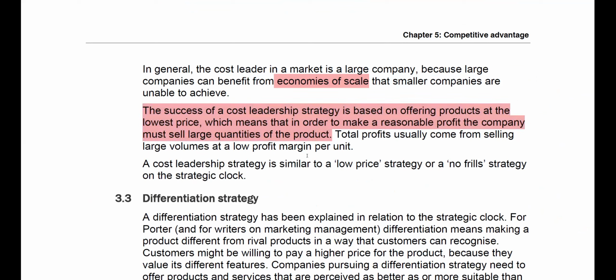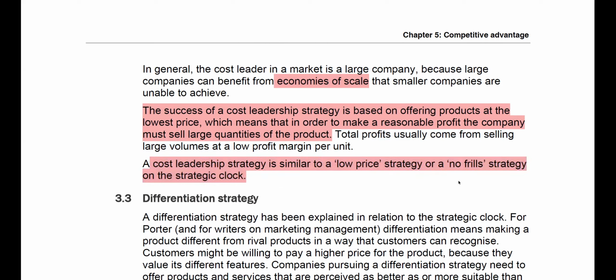So mostly we are looking at high volume, low value. Sometimes it works like that, right? So you sell large quantities, and the price is low. So total profits usually come from selling large volumes at a low profit margin per unit. A cost leadership strategy is similar to a low price strategy or a no-frills strategy on the strategy clock. So you see how they relate.